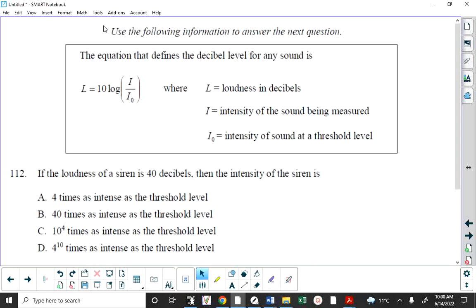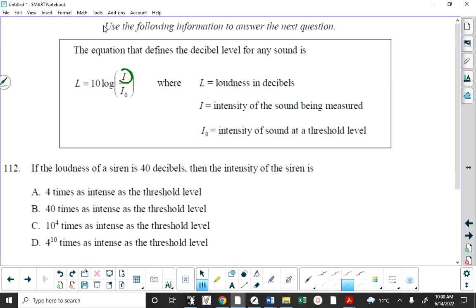So really what you can do here is think of this as being like an X and this as being like a Y. The I0 is just a parameter. It's some number. It says it's the intensity of the sound at a threshold level. And that's the thing that screws this up. Okay? So the loudness of a siren is 40 decibels. Then the intensity of the siren is how many times greater than the intensity of the threshold level.